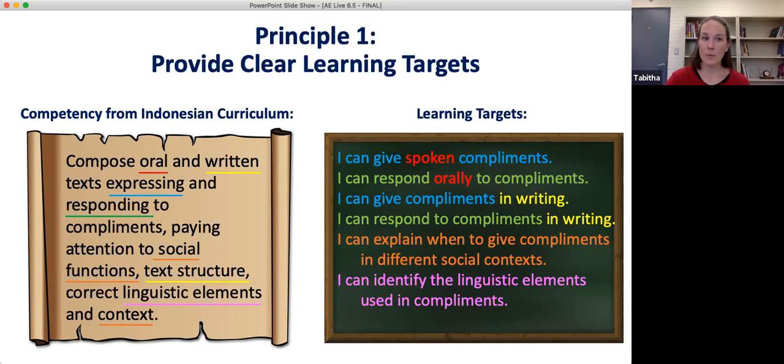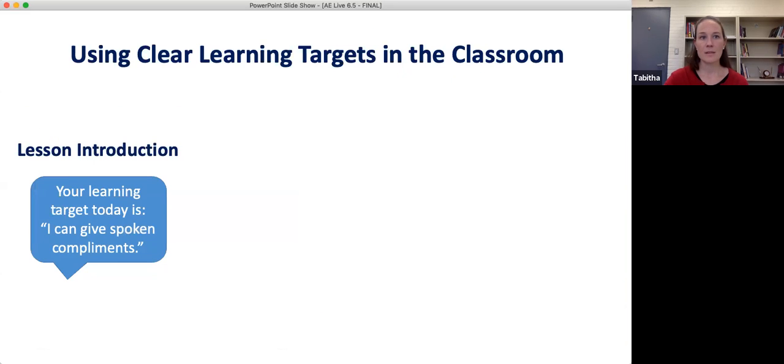So to discuss ways we can use clear learning targets, let's look again at Fitri's lesson as an example. Here are some ways that Fitri could have used clear learning targets in her lesson on compliments. She could have started by introducing one of those learning targets at the beginning. So she could have told students, your learning target today is, I can give spoken compliments. That lets students focus on what's really important about her lesson that day.